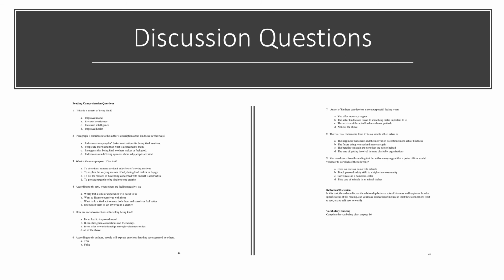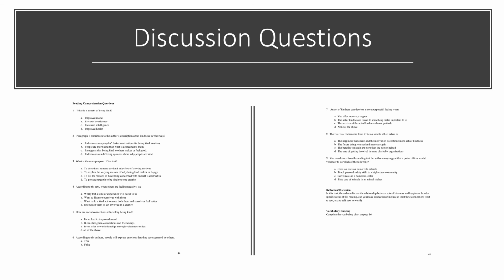Number 8, the two-way relationship by being kind to others refers to A, the happiness that occurs and the motivation to continue more acts of kindness. Number 9, you can deduce from the reading that the authors may suggest that a police officer would volunteer to do which of the following? B, teach personal safety skills to a high-crime community.